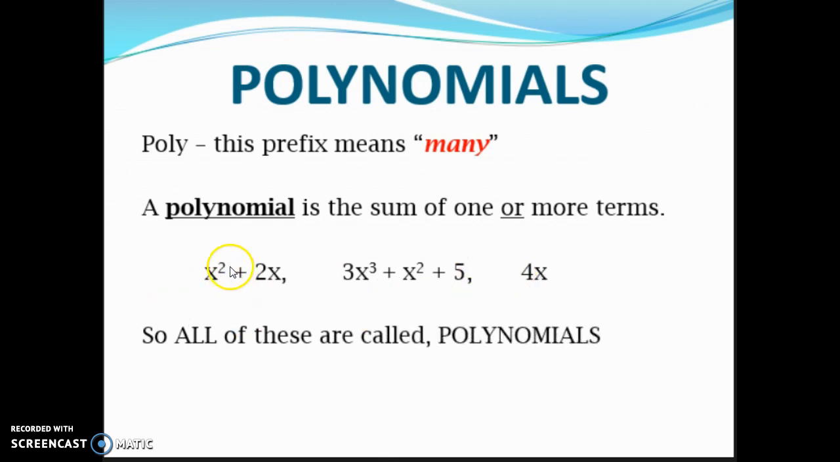A term is just a piece. So they're separated by a plus or a minus sign. Okay? So this has two pieces. All right?